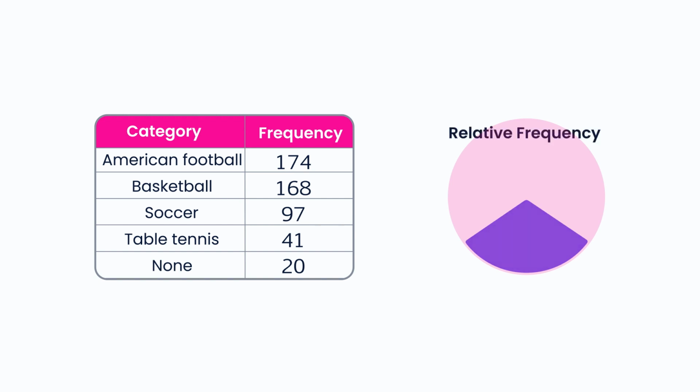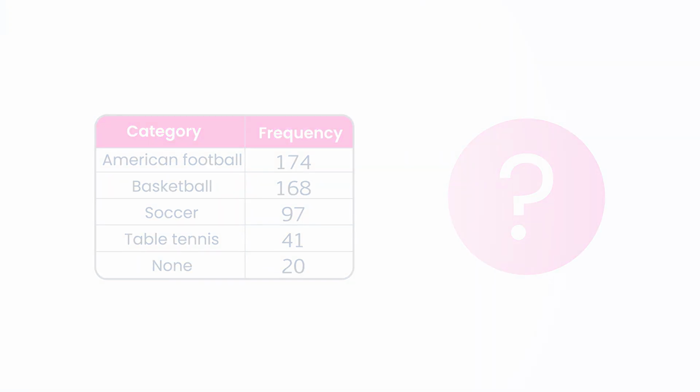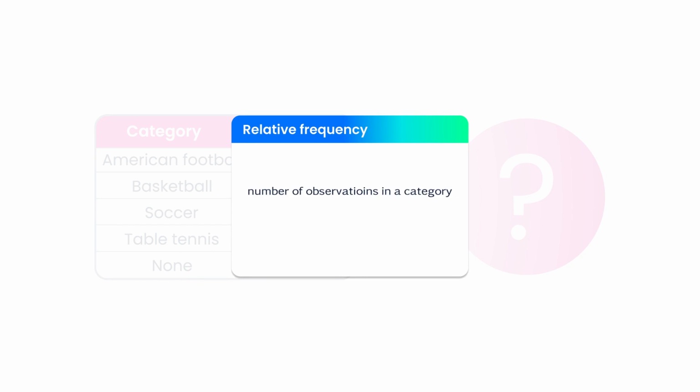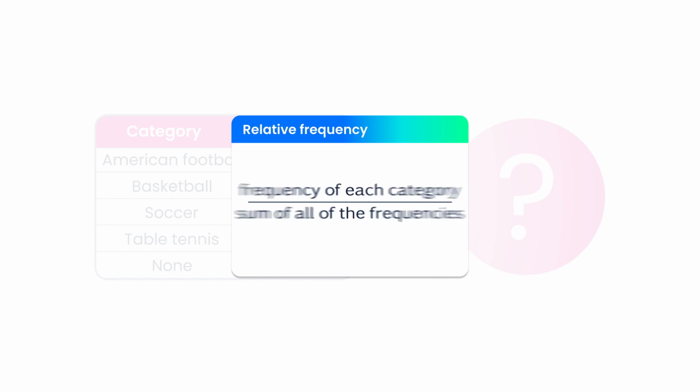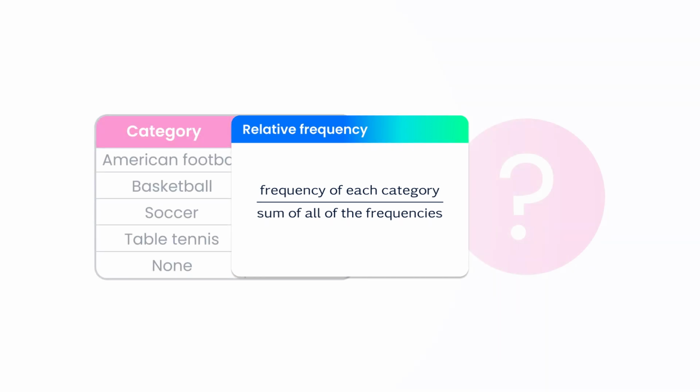The relative frequencies solve this problem. They give you the proportion of the whole that the category makes up. You therefore must calculate relative frequencies to draw a pie chart. Recall that you find the relative frequencies by dividing the number of observations in a category by the total number of observations in the survey. This is the same as dividing the frequency of each category by the sum of all of the frequencies.